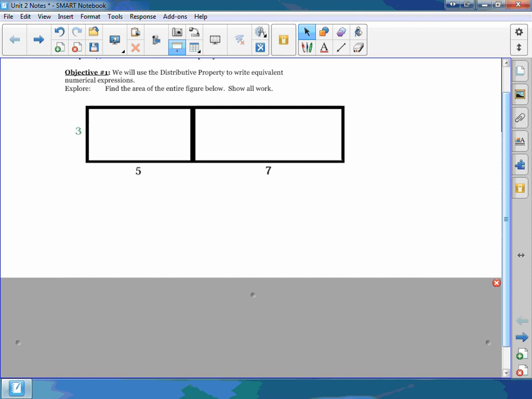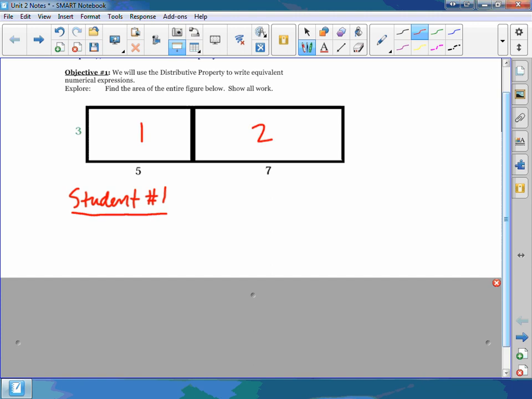Typically when you work this problem out, I see two different approaches, and it depends on how you look at the rectangle. So I'll acknowledge both of them. What we might have here is student number 1. Student number 1, when he or she looks at this figure, might see two separate rectangles and think, if I just found the area of rectangle 1 and the area of rectangle 2, then I could add the two together. And that would work, right?